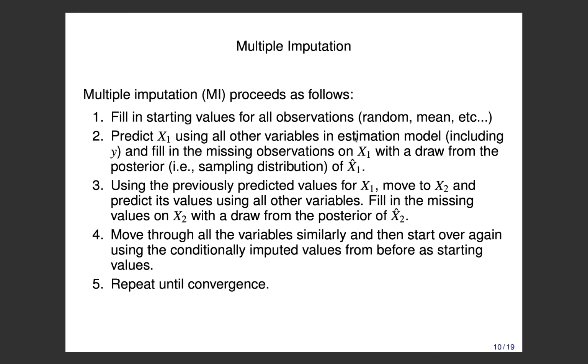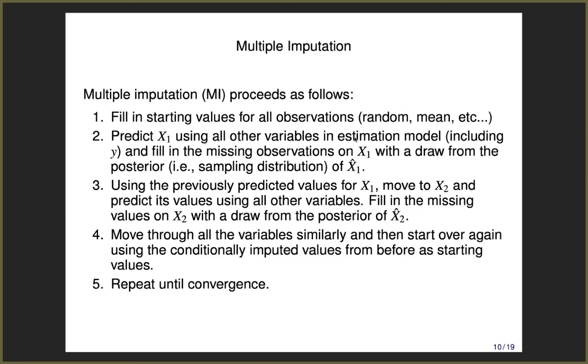Then we move through our data set. Let's say we start with x1 and we predict x1 using all the other variables in the estimation model, including the dependent variable. So we've filled in all of the missingness on all of the variables. We're going to predict x1 with all of the other variables in the model, and fill in the observations we're missing on x1 with a draw from the posterior distribution. You could think of this as the sampling distribution of x1.